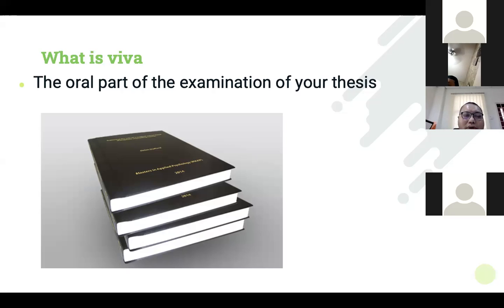At this point, we really want to know about the scholarship of your thesis. We actually want to know whether you know what you have been researching and what you wrote in your thesis. So for the Viva you need to know from A to Z, from the title towards the end.